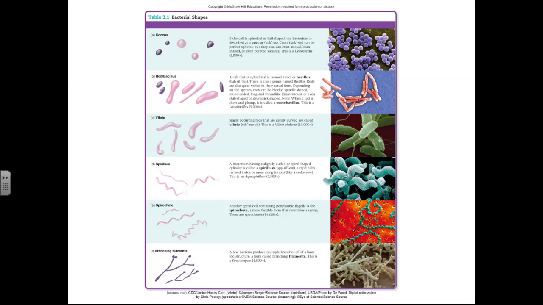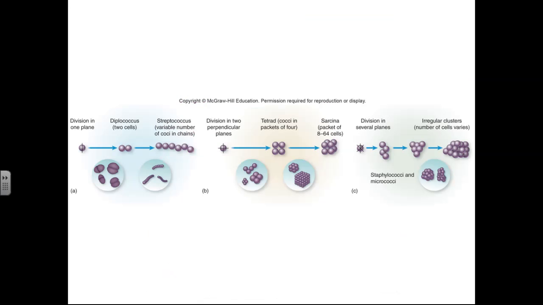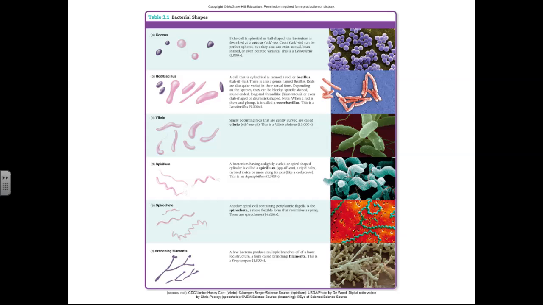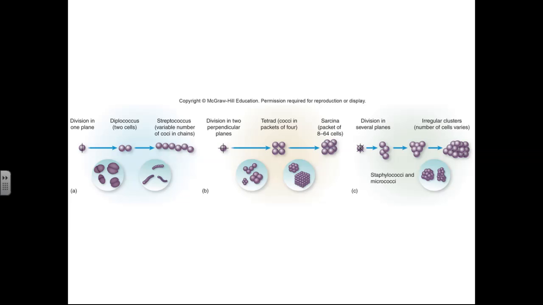These branching filaments are usually associated with fungal infections, but every now and again, you'll see them in bacterial cells. We can also categorize our bacterial cells based off of how they interact with each other. So here we have coccus, bacillus, vibrio, spirillum, spirochete, and branching for the shape of the cell. And we also have some terminology for how the cells are connected to each other.